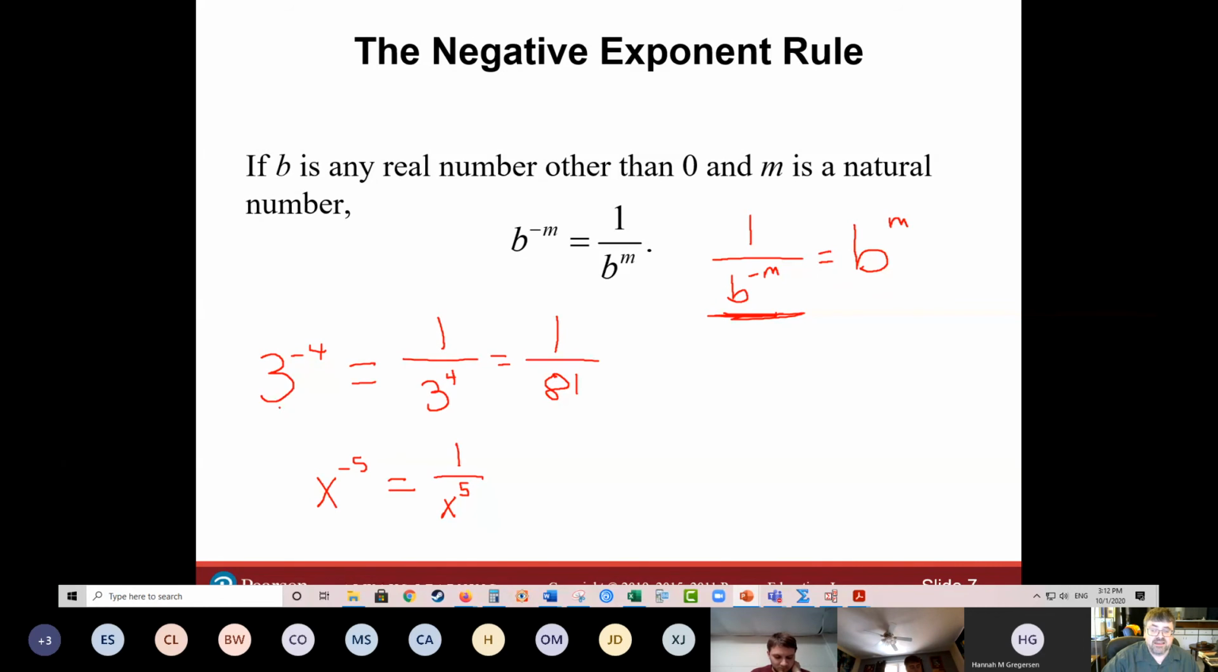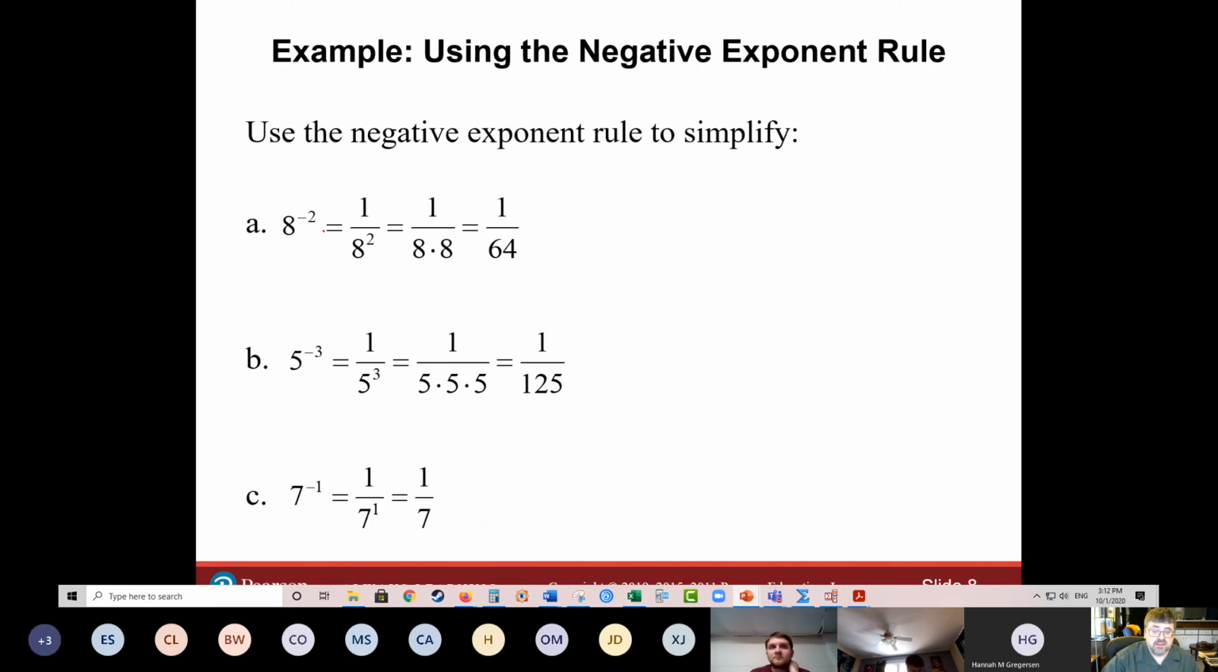So a negative exponent means that that base wants to change places. If it's not in the denominator, it wants to be in the denominator. If it's not in the numerator, it wants to be in the numerator. It is unhappy where it is. Here's a couple or 3 more examples.